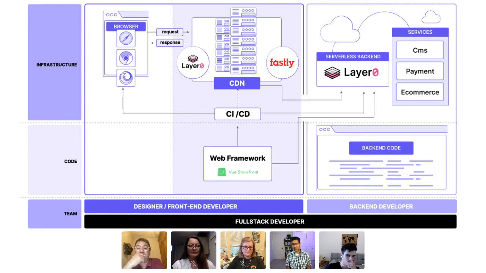The next layer below that is really thinking about your application code. And there's really two categories here. The first is probably your existing backend services code. So that's the code that controls, say, your payment platform or your e-commerce platform. And then there's the web framework. And web frameworks today, modern frameworks like Vue Storefront, actually are isomorphic.